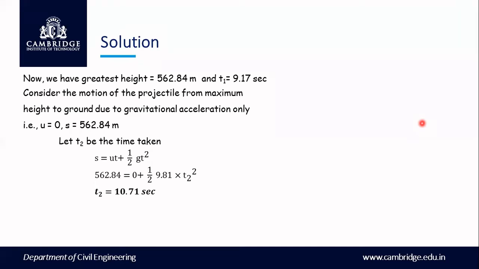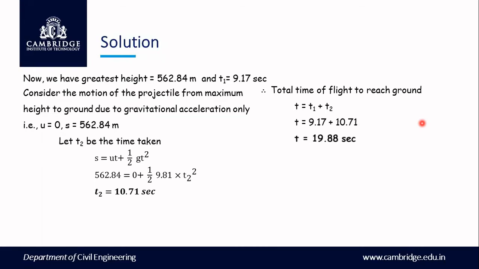So to reach the maximum height, it took 9.17 seconds. Then to come back from the maximum height to the ground, it will take 10.71 seconds. Therefore, the total time of flight to reach the ground from the starting point will be t = t1 + t2. Add those two values, you'll get the total time of flight for this problem, 19.88 seconds. So it's not done yet.